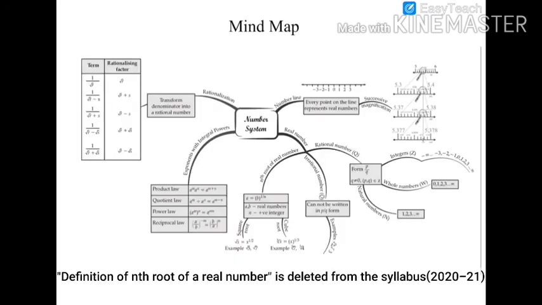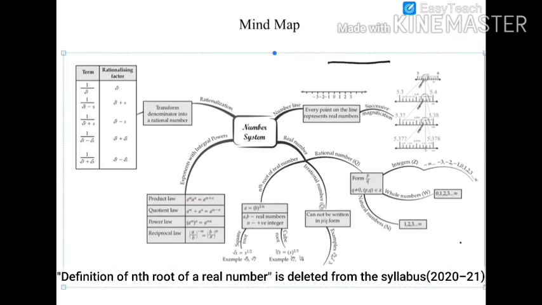Here is a mind map for this chapter. This mind map gives you a quick revision of all the concepts that are there in this chapter. If you cannot see the font clearly, download it from Google. This is taken from the Oswaal reference book.